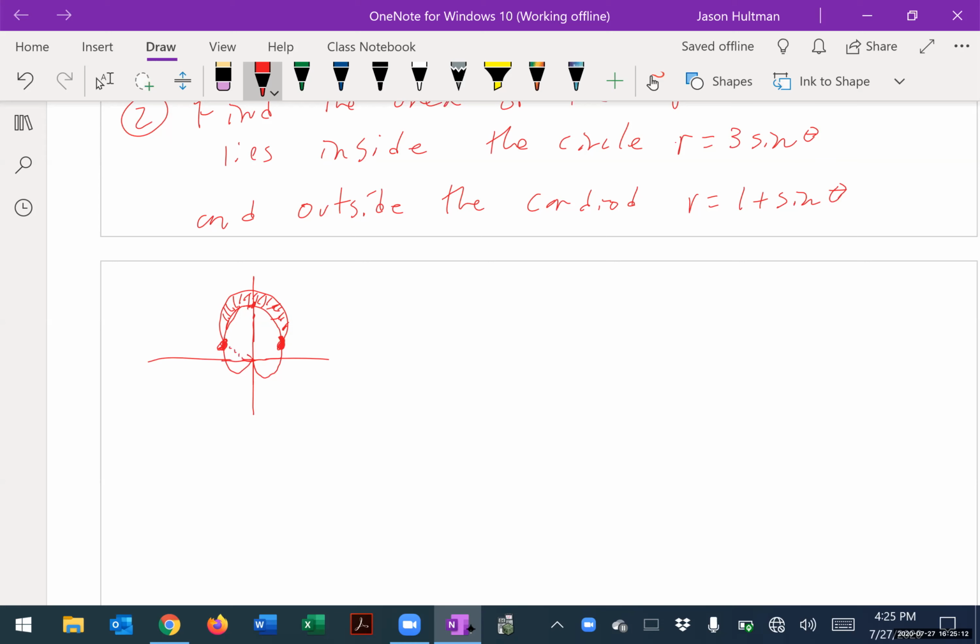Boom. Okay, there's the circle. And we want the area outside the cardioid, but inside the circle. So we know that the circle is on top. Top is the circle, which is r equals 3 sine theta, and the bottom function is r equals 1 plus sine theta.